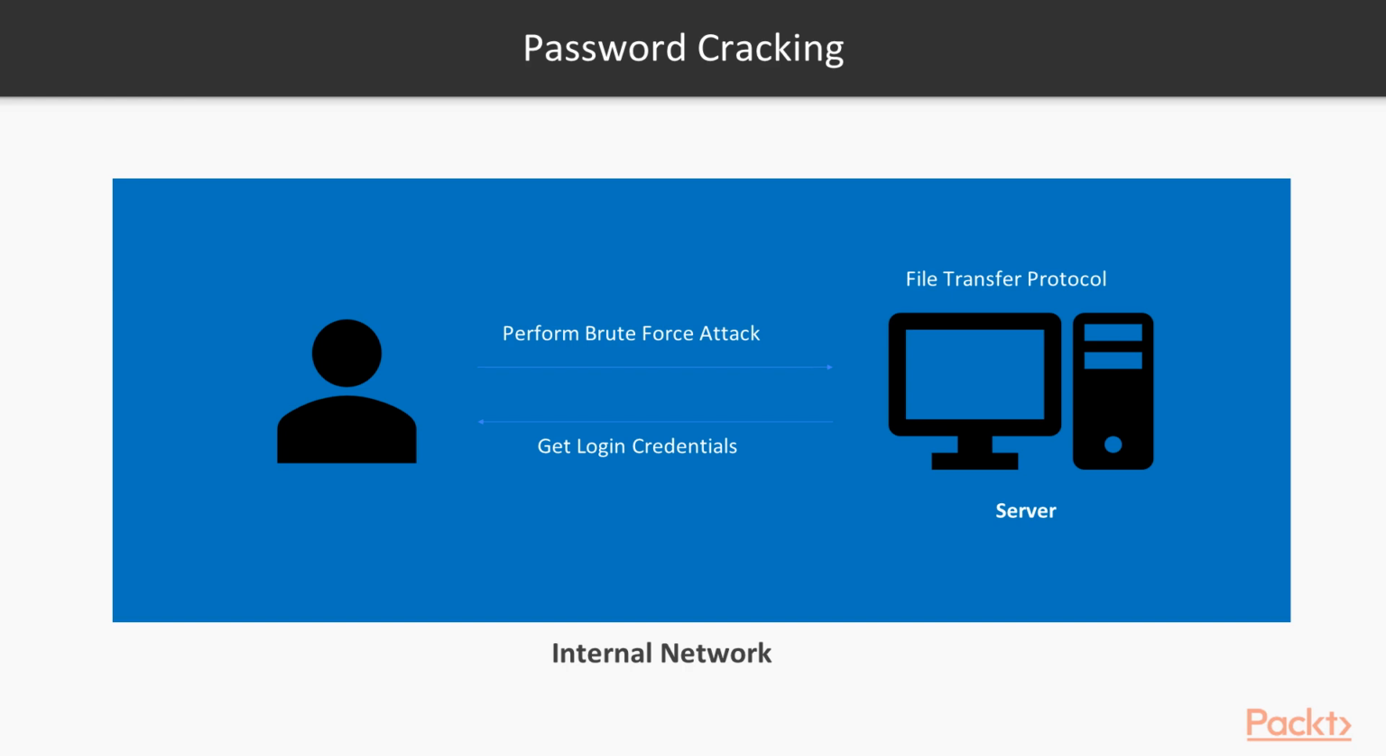It will create a dictionary, and using that dictionary, it will try to match the username and password. If the match is successful, then the attacker can simply go inside the file transfer protocol. So you can attack using brute force attack and gather login credentials, and when the login credentials are there, the attacker can access the complete file transfer protocol.